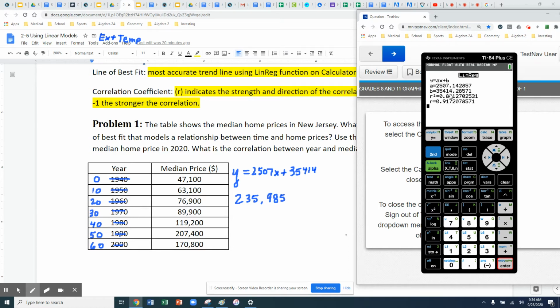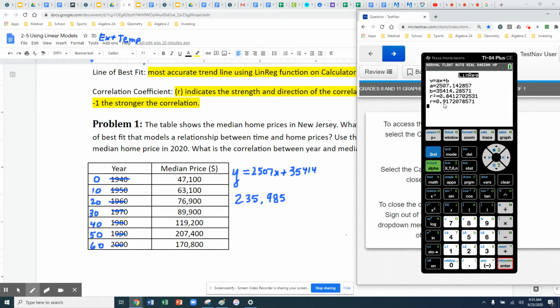It pops up our data again. So we're looking for this R value. Our R value is 0.91. From the notes, we looked at the correlation coefficient. The closer this is to 1, the more accurate it is. So 0.91, 0.92 is pretty accurate.